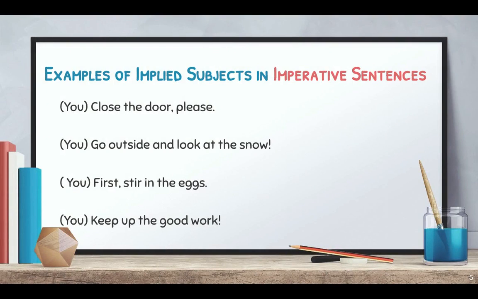In all of these imperative sentences, they have an implied subject. That implied subject you see here is always you, or in cases where it needs to be plural, it's you all. None of these need to be plural, so all of them are: you close the door, please. You go outside and look at the snow. You first stir in the eggs, and you keep up the good work.